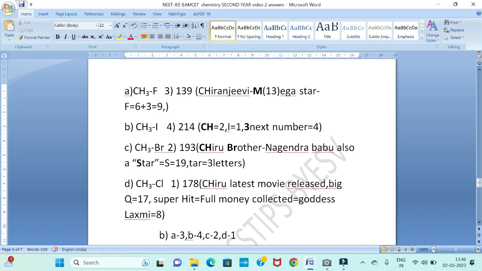So Chiru's latest movie released, and there is a big queue to see the film. Q is 17. That is a super hit film. Full money is collected by the director, so the goddess Lakshmi comes to the director. So much money, related to Lakshmi. Money means 8. So 178. Like that you can remember.